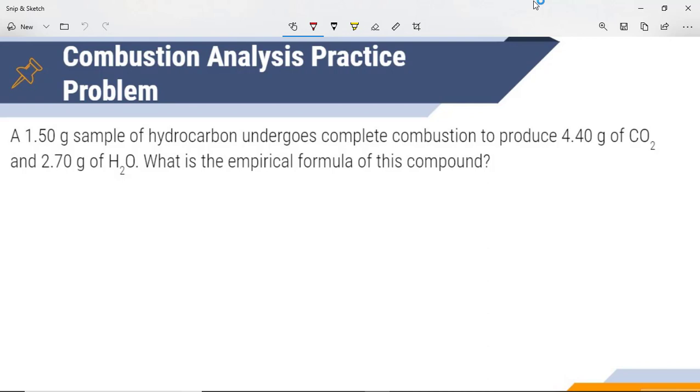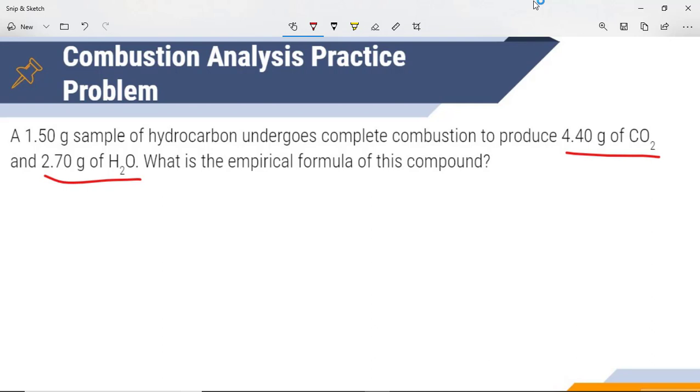So in order to calculate the empirical formula of this compound, we need to know how much carbon and hydrogen are produced. Now, fortunately, carbon dioxide is the only source of carbon in a combustion reaction. It's the only part at the end that has carbon. Water is the only part that has hydrogen in it. Oxygen's a little bit tricky. We'll get to oxygen here in just a minute.